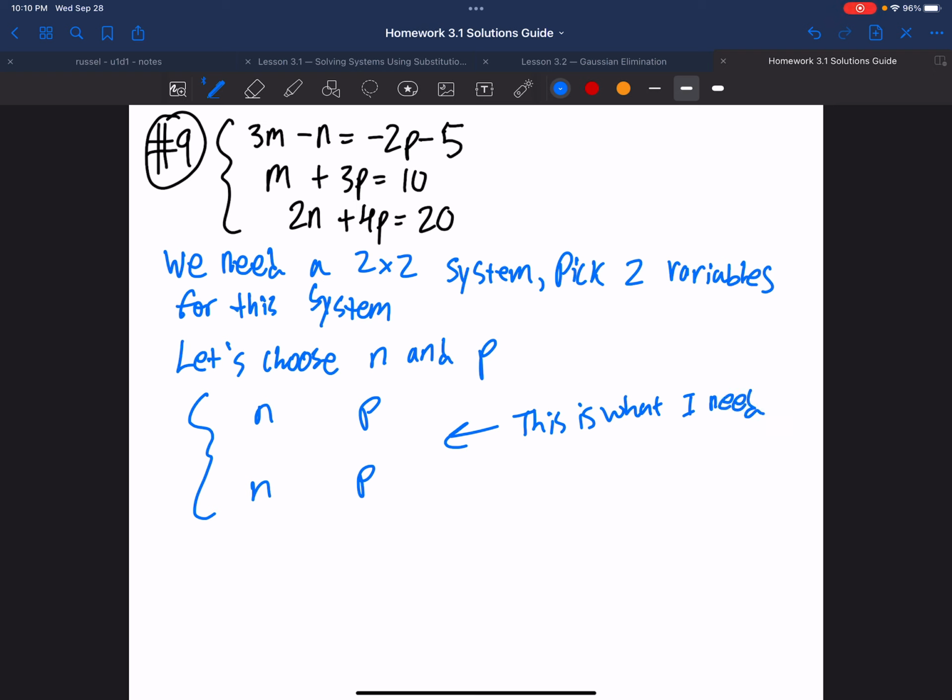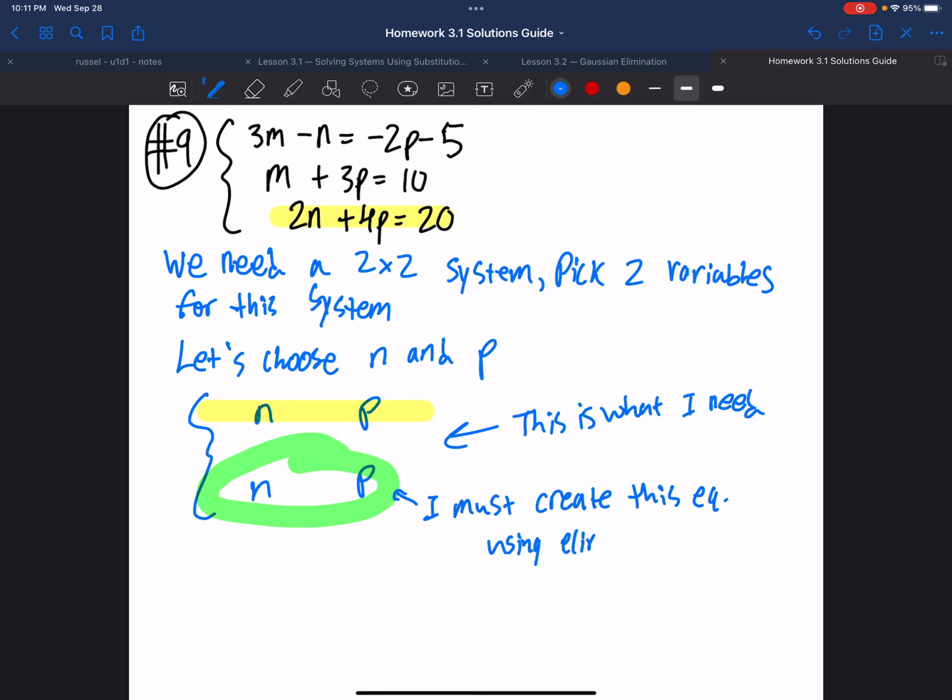Now, if I highlight this equation, I want to do that in yellow. This equation can be put here. So the question is, I need to create this one, okay? I must create this equation using elimination.